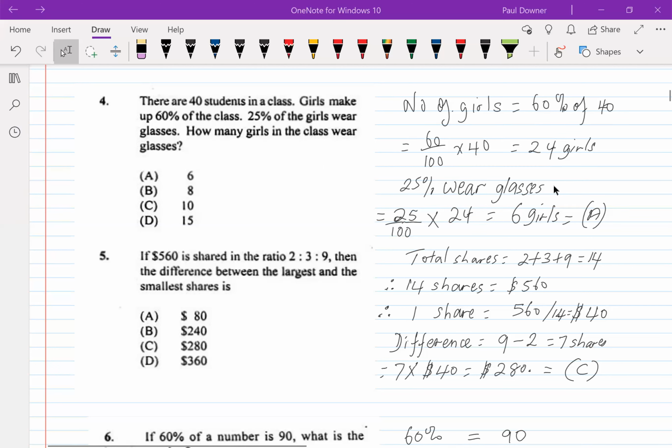So if 25% wear glasses, 25% means 25 over 100, which is really a quarter. If you know it was a quarter right away, you can use it. And 25% of, again, means to multiply the girls who wear glasses. And there are 24 girls. So if you do this calculation, it's really a quarter of 24, which is 6 girls. So 6 girls wear glasses, and that's answering the question, so that's E.